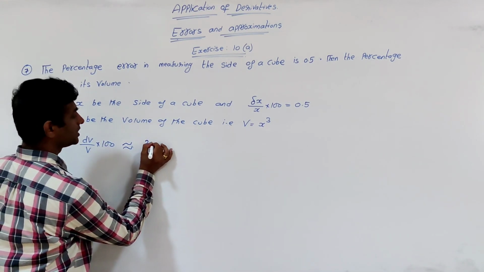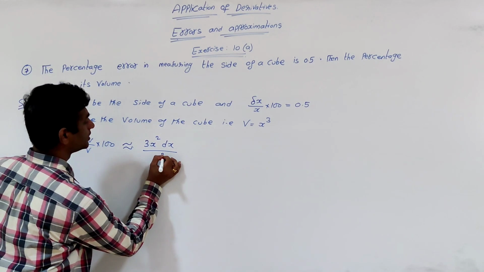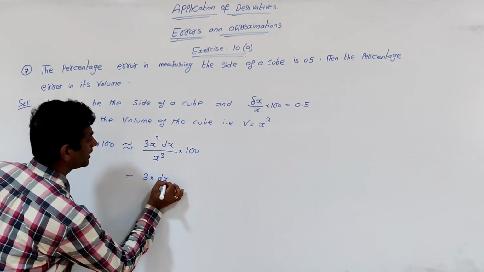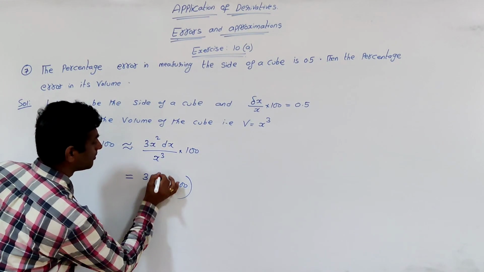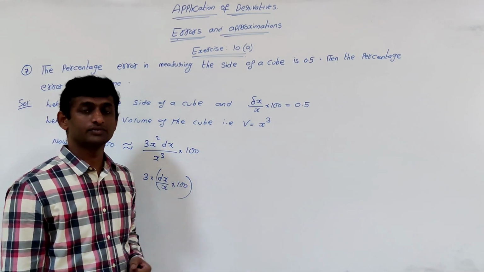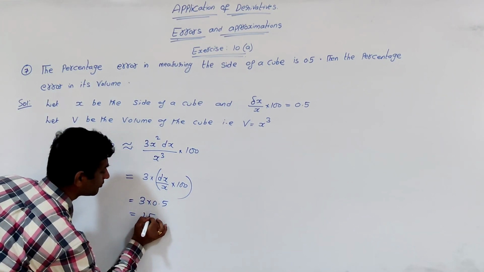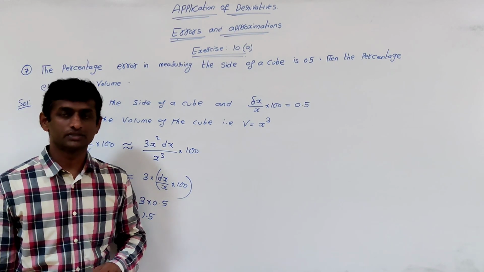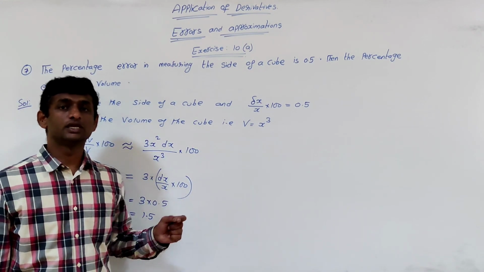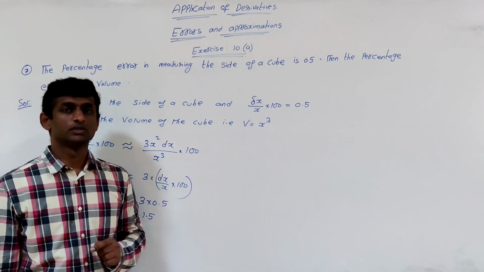The derivative of dV means 3x square into dx by V, which is x cube into 100. So that is 3 into dx by x into 100. But the value of dx by x into 100 is the percentage error in its side x. So that is 3 into 0.5, which is 1.5%. If there is a change in its side of 0.5%, then there will be a change in its volume of 1.5%. Now we'll see the next question.